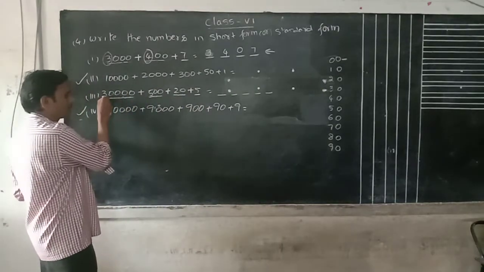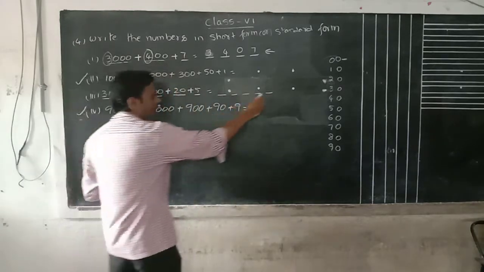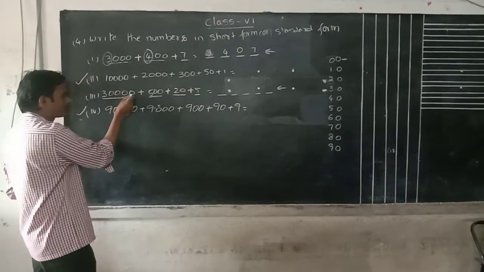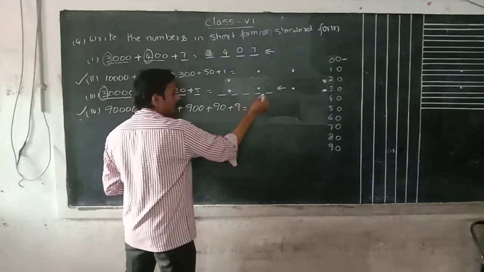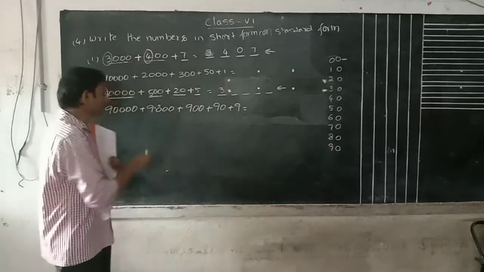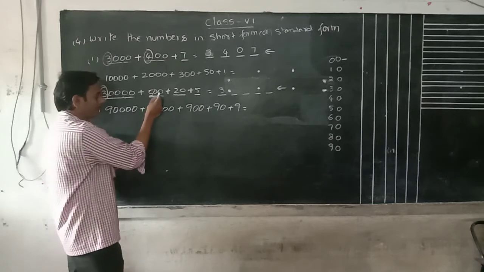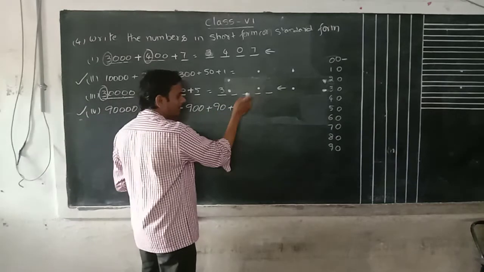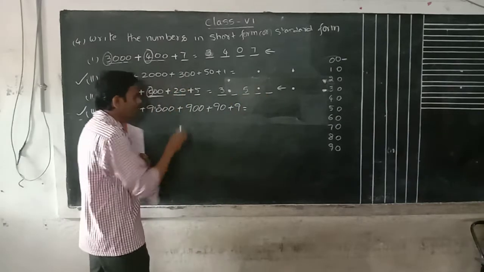Now which place is there? First place, second place, third place, fourth place, fifth place. This side only have to start. Now count for this number. Fifth place have 3. Fifth place filled with 3. Now go for the second number, 500. 5 is located third place. That means here also third place filled with 5.